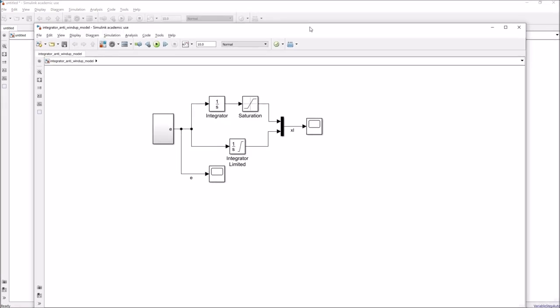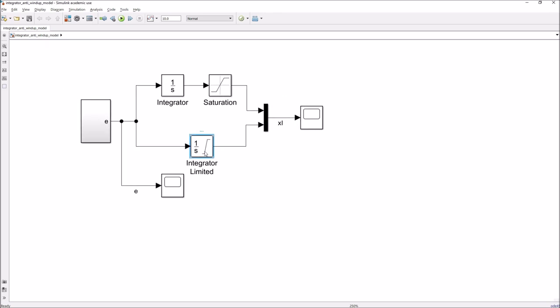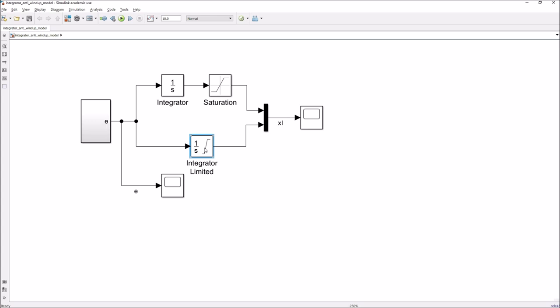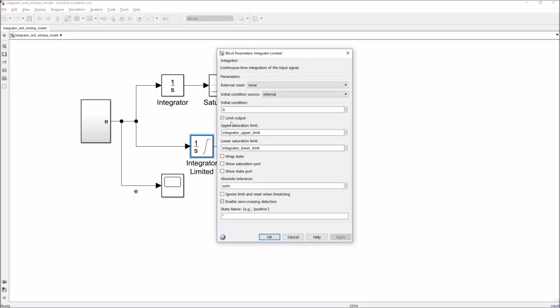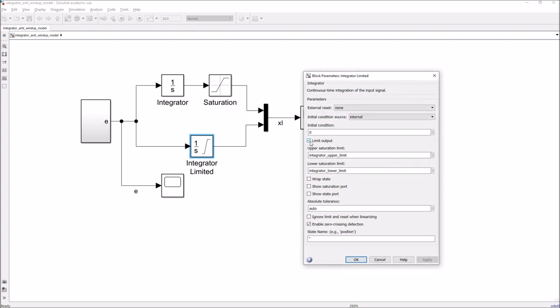So this is exactly what we just discussed. Here's this limited integrator where I have the limit output checked and I have an upper and lower integration limit. I think in my simulation I have positive 4 and minus 4. That's what I put in here. Now, I wanted to look at this limit output nomenclature, the way they decided to label it.